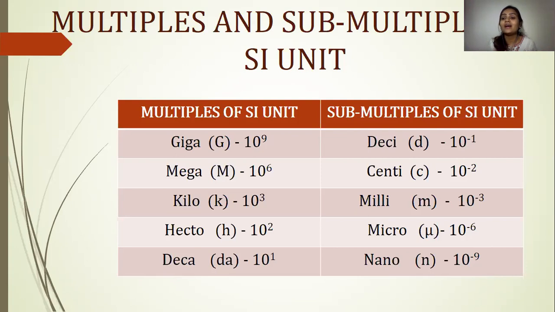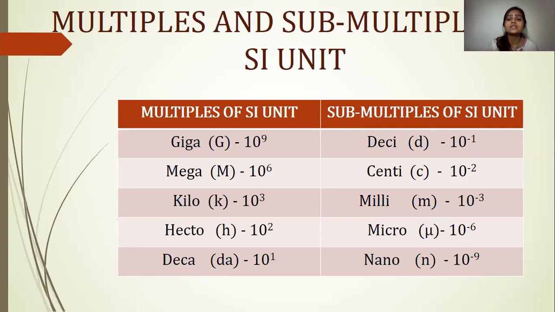Here we can consider objects such as subatomic particles, atoms, and microorganisms which we cannot see with our naked eyes at all. For them, in order to reduce the difficulty, we use the sub-multiples of the SI unit. The multiples of the SI unit are giga, mega, kilo, hecto, and deca. The sub-multiples of the SI unit are deci, centi, milli, micro, and nano.